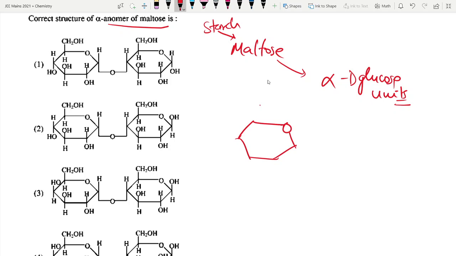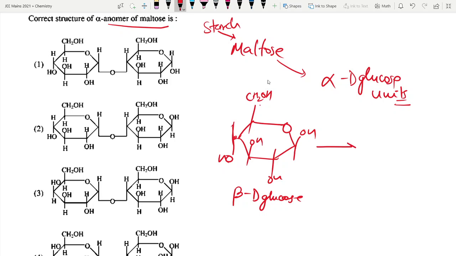For me, how I do it, I know the beta D glucose is the most stable form of glucose, and it's most abundant in nature. So I know the CH2OH is up, then all the bulky groups are opposite, and this is beta D glucose, glucopyranose to be more exact. And then if you want alpha, you have to replace this OH, and because this is the anomeric carbon, here you will have to put the OH down, and this is your alpha D glucose.